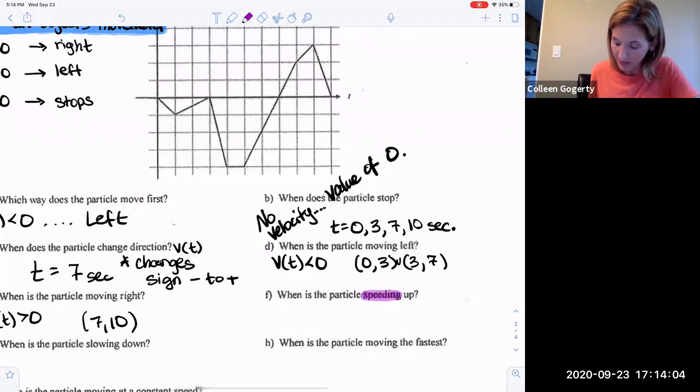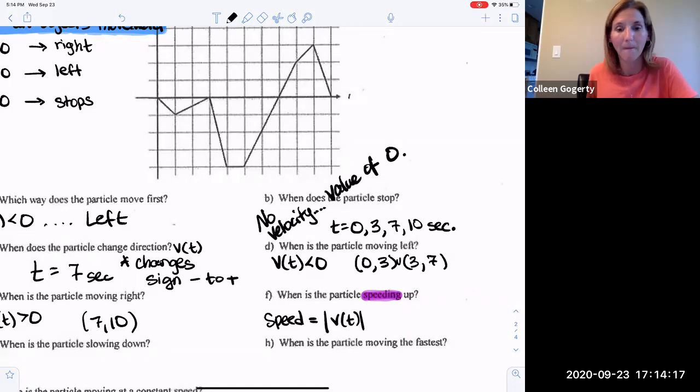That word speed is coming up. Okay, so speed is the absolute value of velocity. The easiest way for me to think about this, since I'm new to the whole velocity and acceleration and all that good stuff, is that I want to take the absolute value of this.